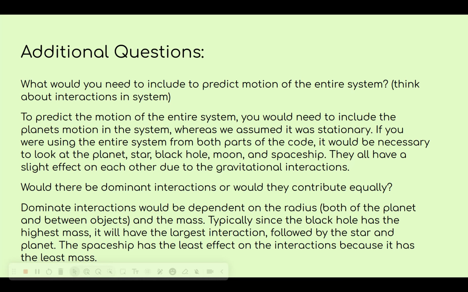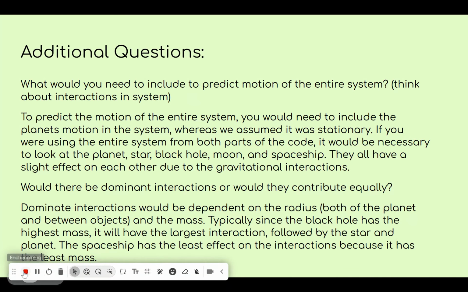If you're using the entire system from both parts of the code, it would be necessary to look at the planet, star, black hole, moon, and spaceship. They all have a slight effect on each other due to the gravitational interactions. Dominant interactions would be dependent on the radius and the mass. The black hole has the highest mass, so it would have the highest interaction, followed by the star and planet, and the spaceship would have the least effect because it has the smallest mass.